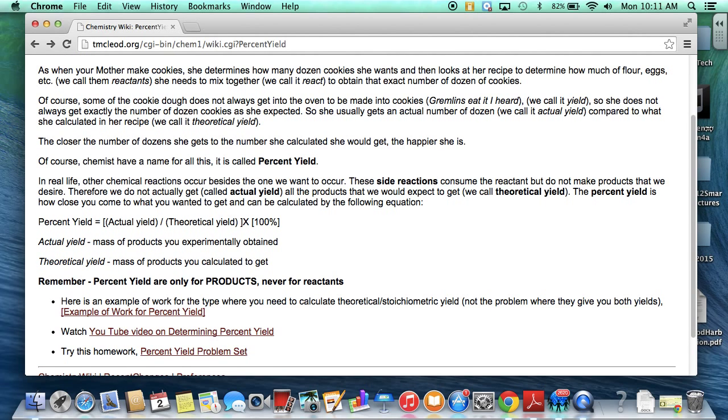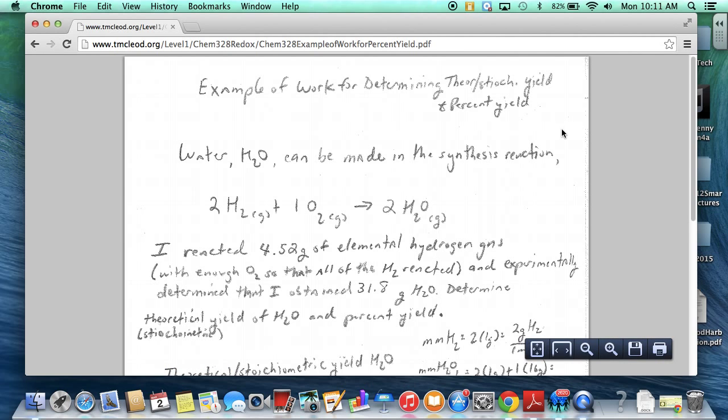The more common one requires you to actually determine the theoretical, or the other name is stoichiometric yield. And since the name is stoichiometric yield, you would realize that to figure out that theoretical or stoichiometric yield, you need to do stoichiometry. So that's why if you click on here, this example of work, I'm going to show you an example of those types of calculations, the more complicated one.